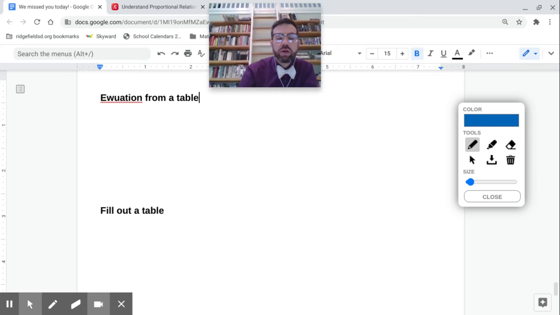And the equation from a table should be spelled right. Otherwise, Mosley is going to give me sass. He's probably going to give me sass anyway. Equation from a table.